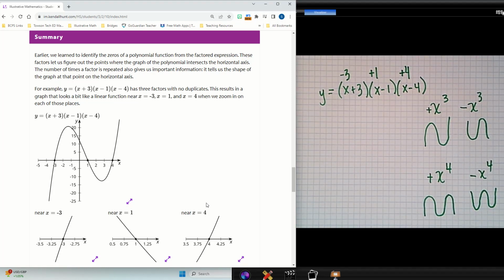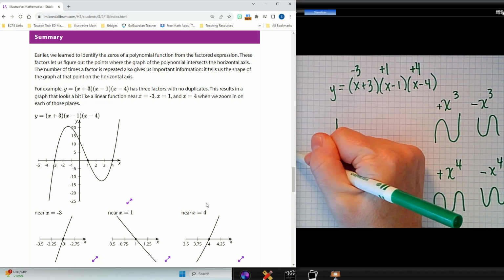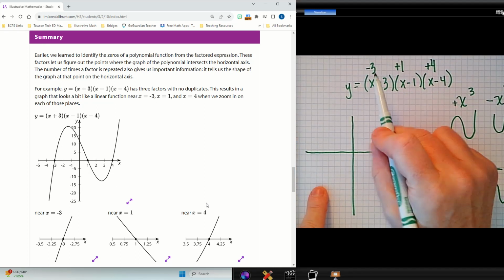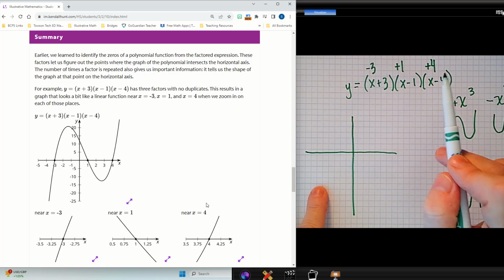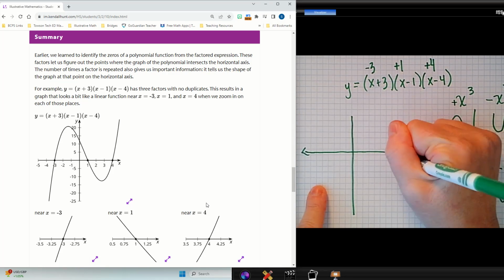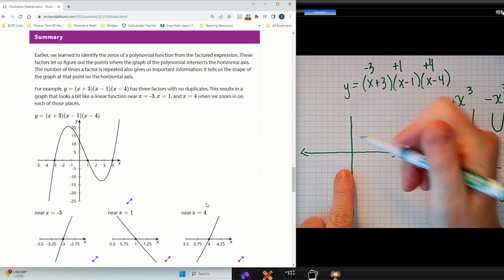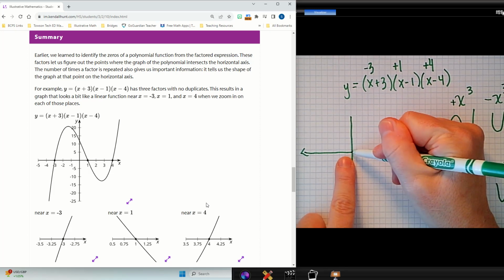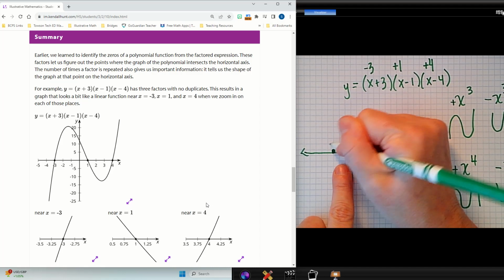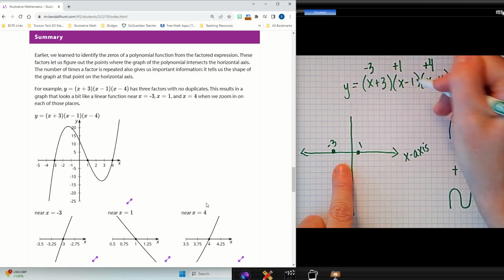Okay, so now I know that if I sketch this graph, and I'm just going to do a quick rough sketch, I'm going to have a negative 3, a positive 1, and a 4 on the horizontal axis, the x-axis, when x is these numbers. So I'm going to graph them real quick, and I'm off my graph just a little, but that's okay. Negative 3, 1, 2, 3. There's my negative 3, my positive 1, and my positive 4.